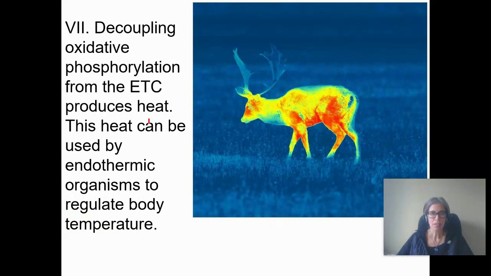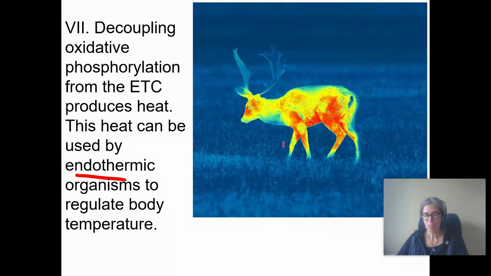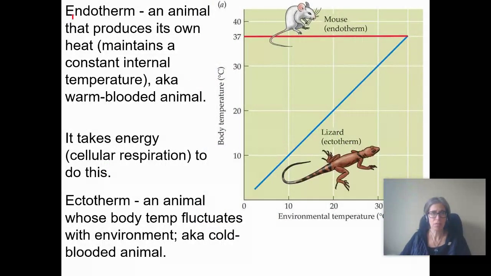Welcome to AP Biology. Today I want to talk to you about endothermic animals and how they're able to regulate their body temperature using cellular respiration. This is an elk, and you can see it with an infrared camera at night, and you can see that it has body heat. So let's define them first.